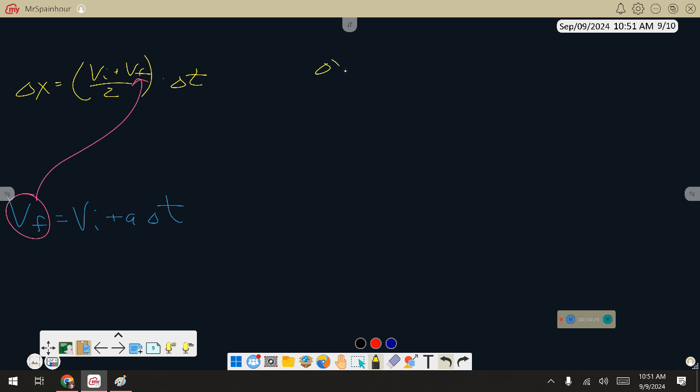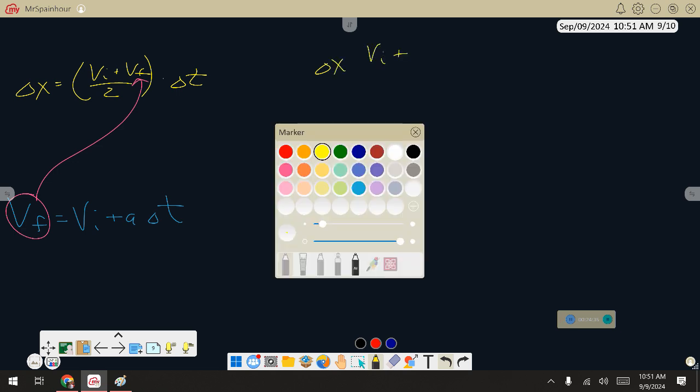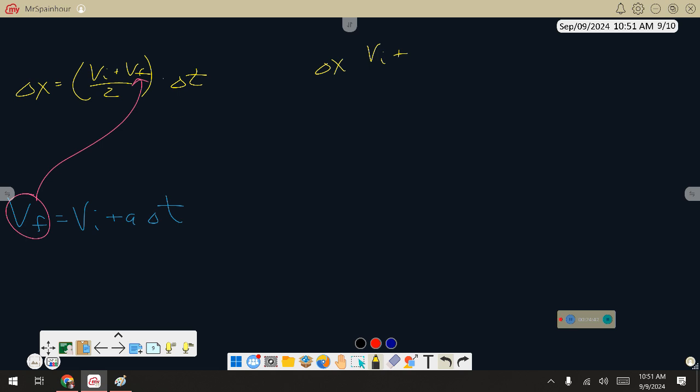I'm going to rewrite absolutely everything, okay, except when it comes to this, the VF, I am substituting in not this, but this piece right here. So it's not VF anymore. VF is equal to this. So let's substitute that in right there. Does that make sense? Yeah. Okay.